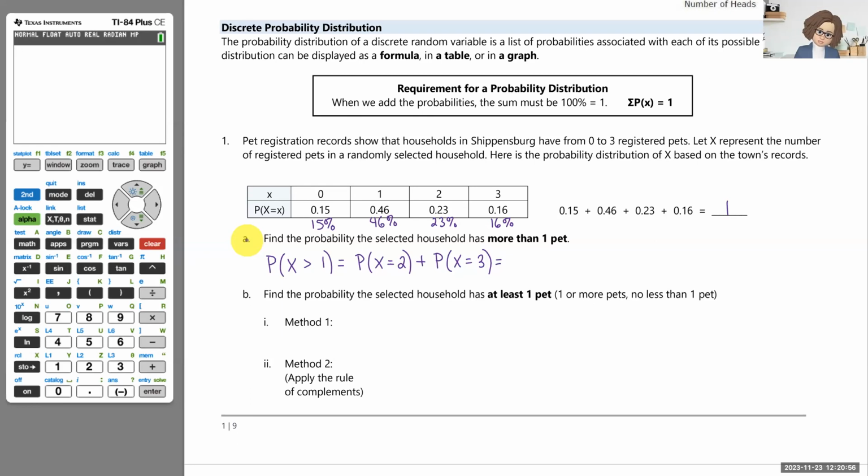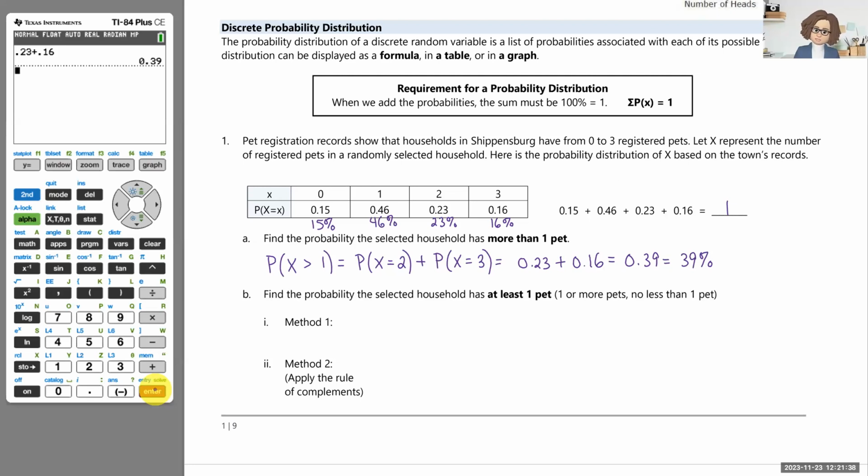All right, so probability that X was 2, we'll work in decimal here, 0.23, plus the probability X was 3, 0.16. All right, so we'll add those together, and that is 0.39, or I'll just speak it as a percent as well. There's a 39% chance that a randomly selected household would have more than one pet. All right, let's try B. So find the probability that the selected household has at least one pet.